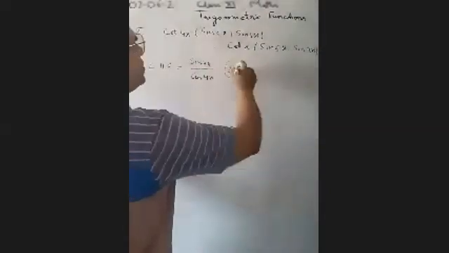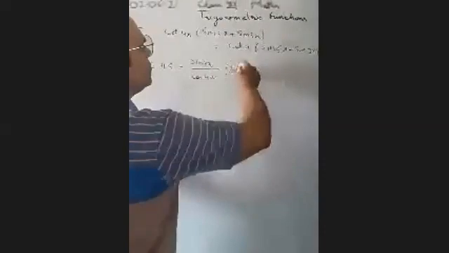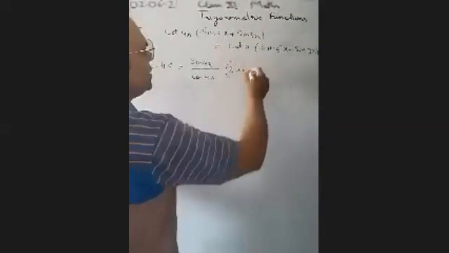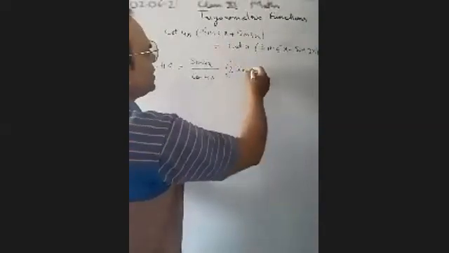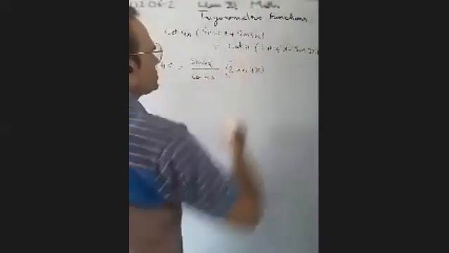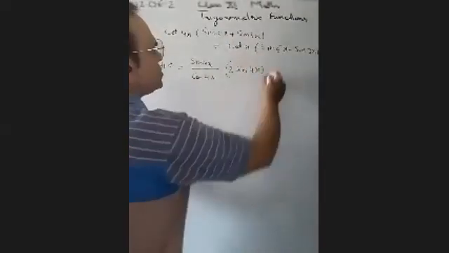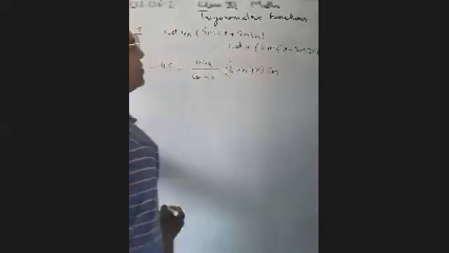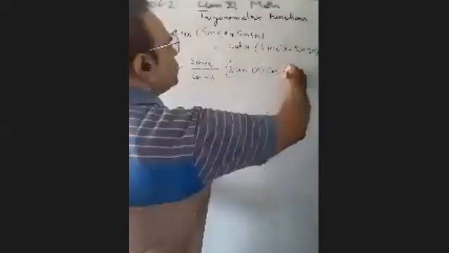Sin C plus sin D is equal to 2 sin (C plus D) by 2, that is 5x plus 3x, that is 8x. If we divide 8x by 2, you will get 4x. And cos (C minus D) by 2, that is 5x minus 3x, it will be equal to 2x. If we divide it by 2, we will get x.